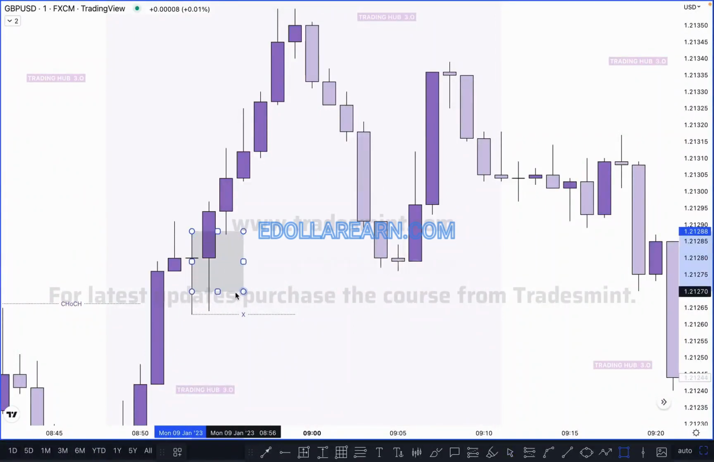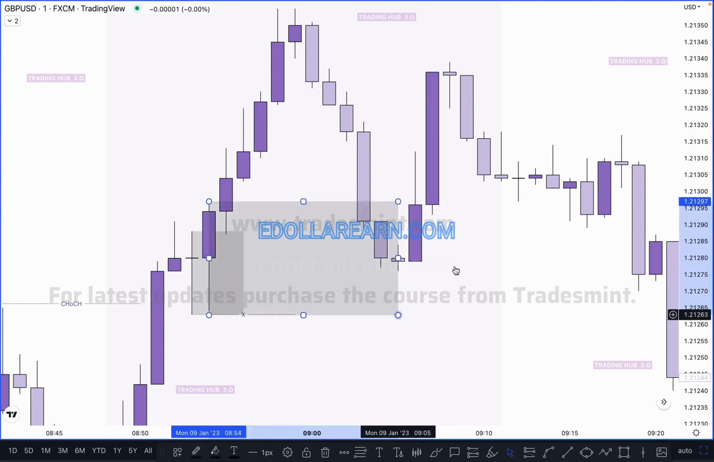If I zoom in here, you can see this pullback mitigates this order block. So we can't use this as an order block. You have to move your order block to the next candle, which is here, right? So this becomes our valid order block.